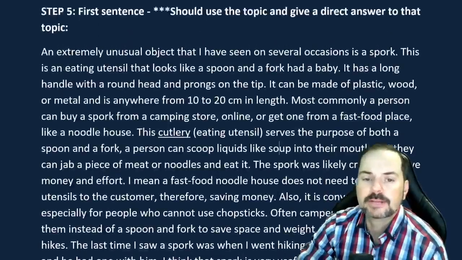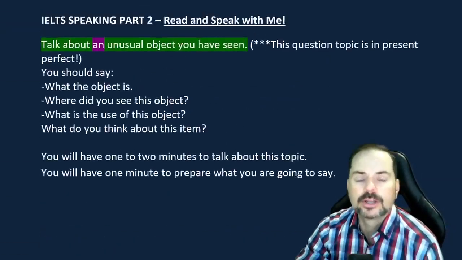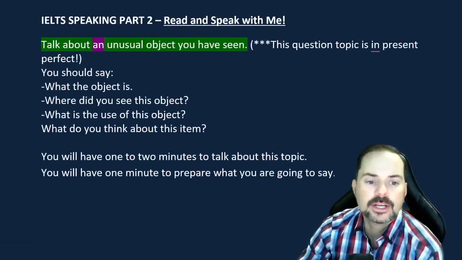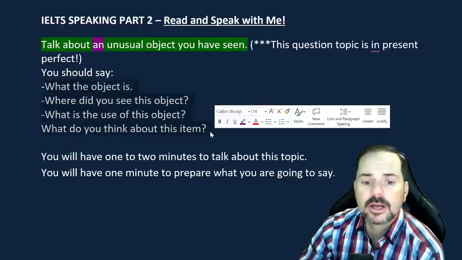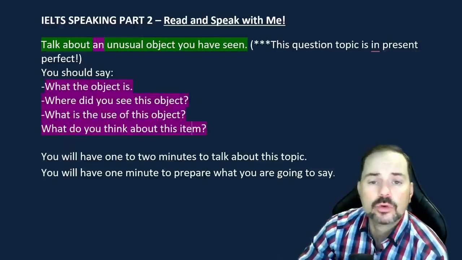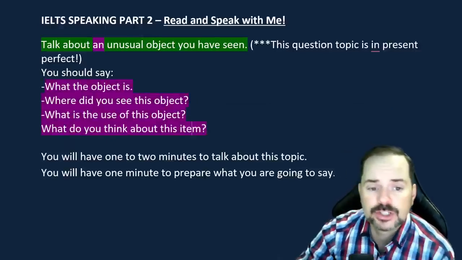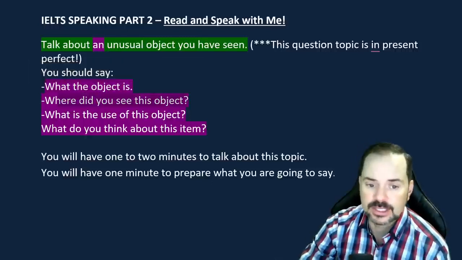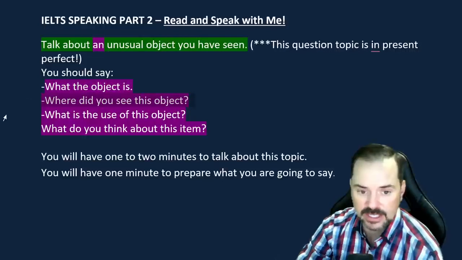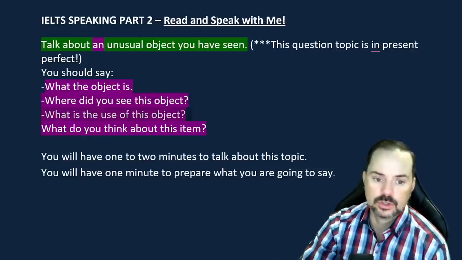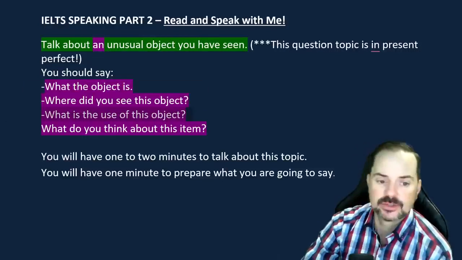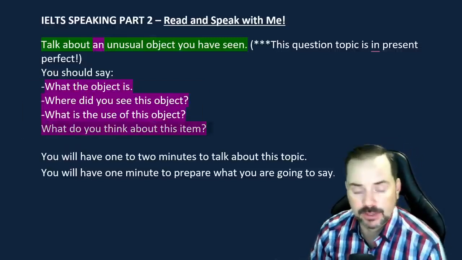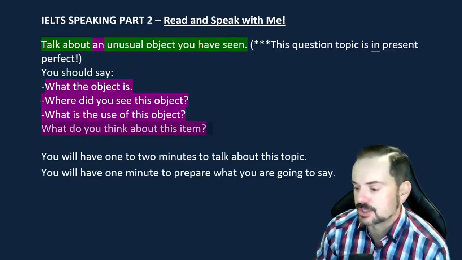if I have more time, I can look at the card, I can look at my notes and expand. Here I can always review my cue card, make sure that I answered all the questions. So what the object is, yes, I answered that. Where did you see the object? Yes, I answered that. What is the use of this object? Yes, I answered that. And what do you think about this item? I answered that as well. So I've done a good job answering all those questions. Okay.